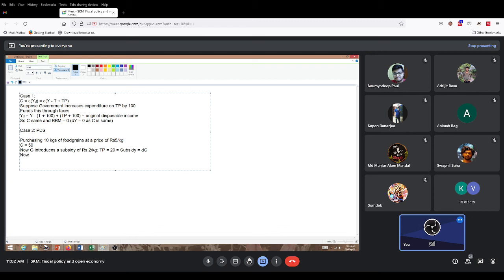Now this subsidy is funded by taxes. So what is the increase in tax equal to? 20 rupees. The budget is balanced. Yes, sir.